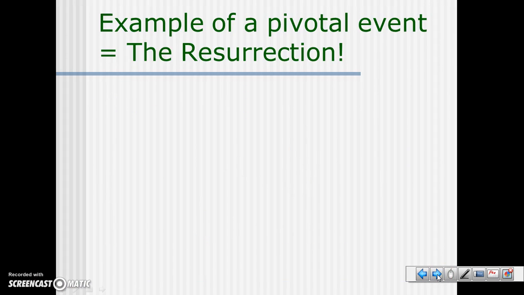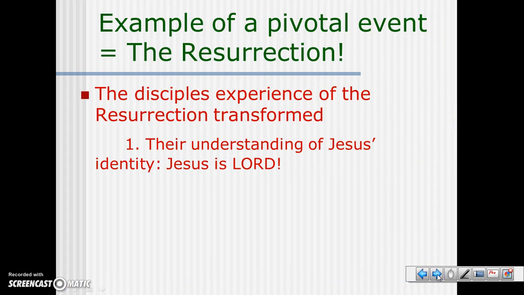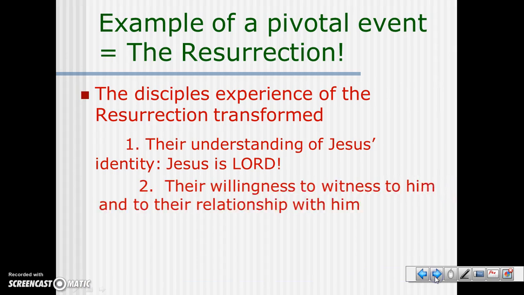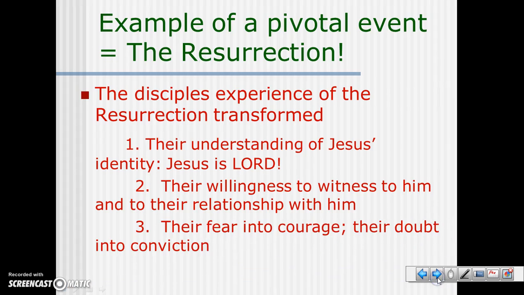In the Bible, an example of a pivotal event is the resurrection. The disciples' experience of the resurrection transforms them. It transforms their understanding of Jesus' identity, verifying Jesus is the Lord. It transforms their willingness to witness to him, their relationship with him. It brings their fear into courage, their doubt into conviction.